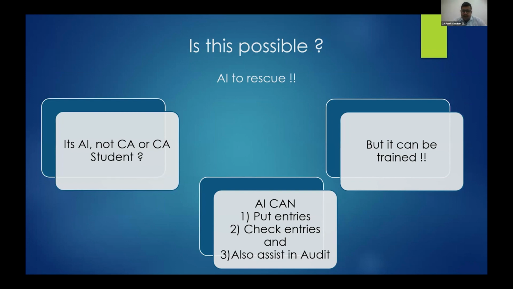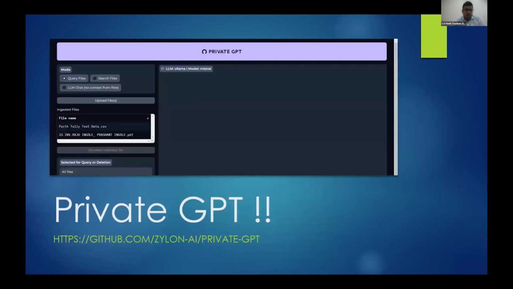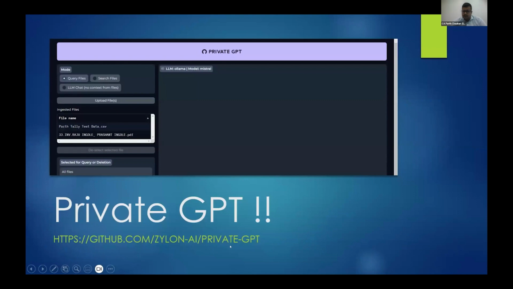Of course, I won't say I have a direct integration to show you at present, where I directly integrate and throw a document at AI and the entry gets posted, or it checks an entry, or it assists in your audit. All I can do is explain that this is possible, and in the near future you'll be able to see this. So, PrivateGPT. I don't know if you have used it or not. We have all used ChatGPT and Gemini, but PrivateGPT is open source code. You can download it, it is openly available. The link I have shared here is github.com, sorry, xylon.ai private GPT.